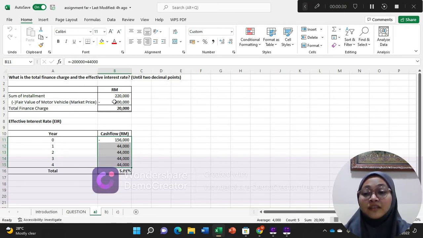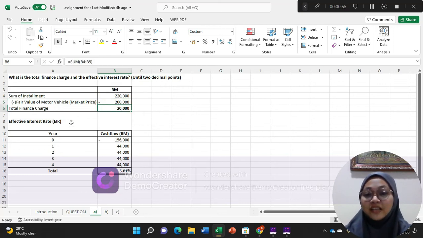So for total finance charge, the sum of installments is 44,000 annual installment times 5 years, we will get 220,000, minus the fair value of the motor vehicle, which is the market price just mentioned in the question, 200,000. So the total finance charge is 220,000 minus 200,000, we will get 20,000.